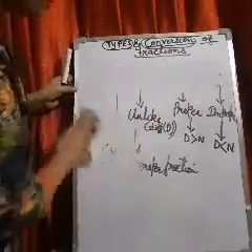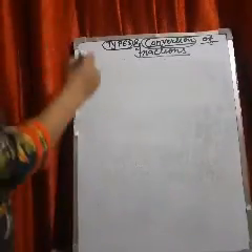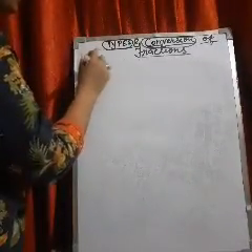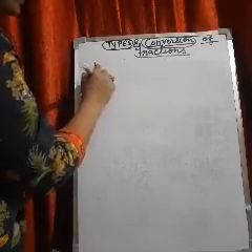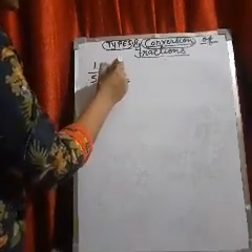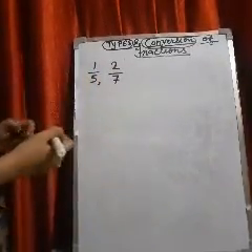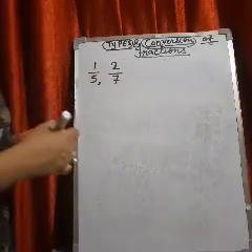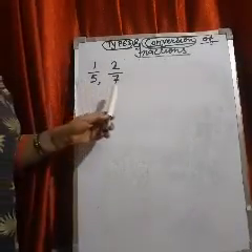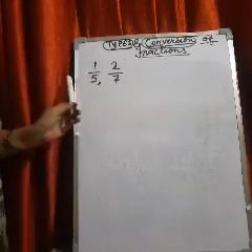Let's first discuss how to change unlike fractions into like fractions. Let's take an example of unlike fractions. Suppose this is 1 by 5, 2 by 7. Let's take two fractions only. Now these are unlike fractions because they have different denominators. Denominators are not the same, they are different. So these are unlike fractions.